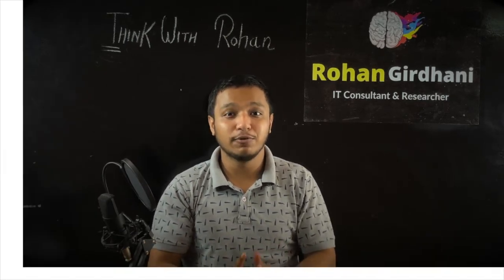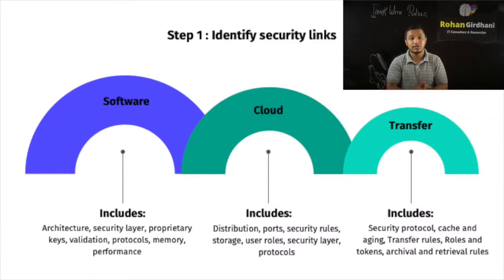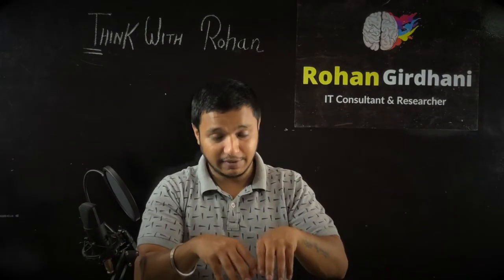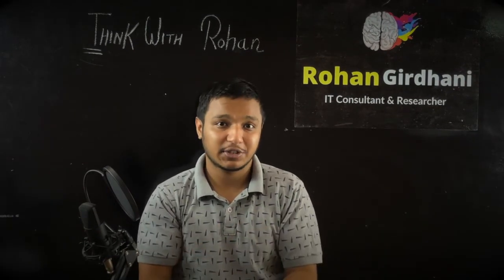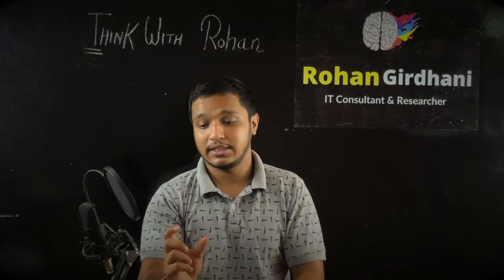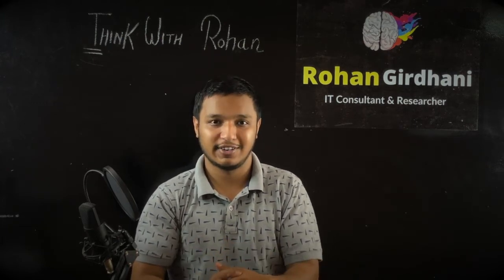Step number 1 would be to identify potential security links. Tell me, how would you implement something if you don't know what the security issues are on your product or where your product could be compromised? This step is specifically focused on identifying features. As you can see on your screen, you have your cloud, your APIs, your transfer, your application. You can divide those into features and then identify your security links. That would help you find the exact link where you should be working.